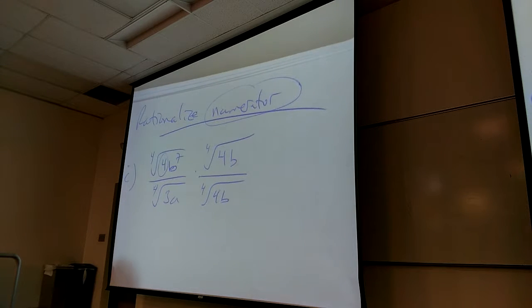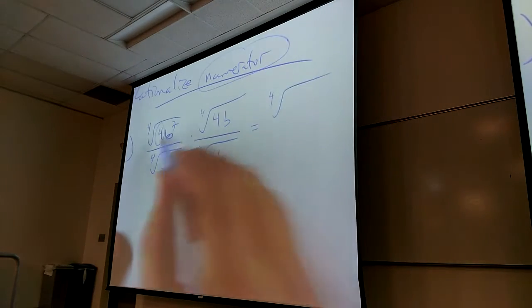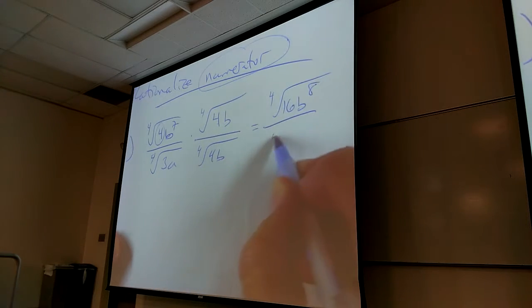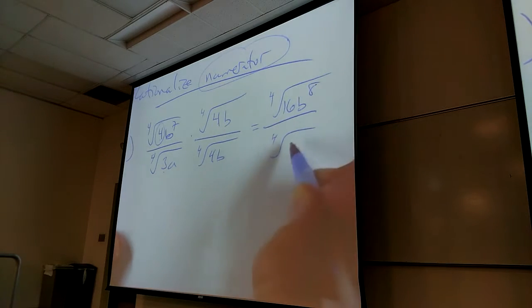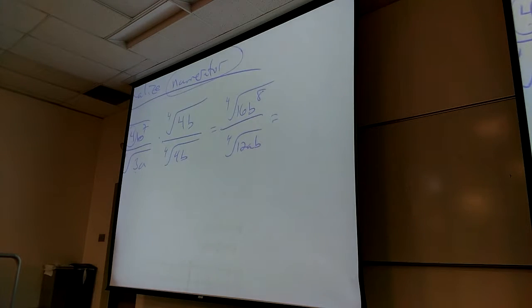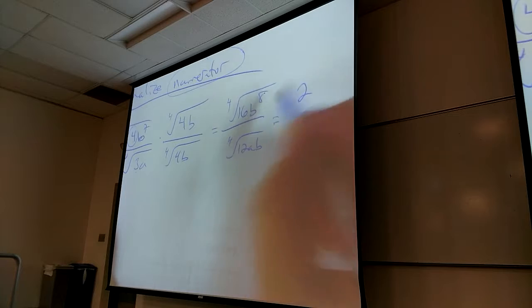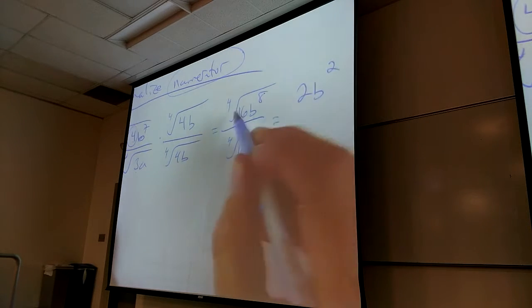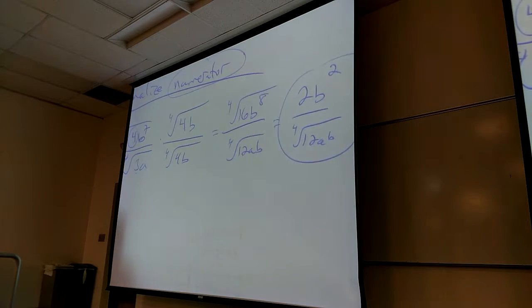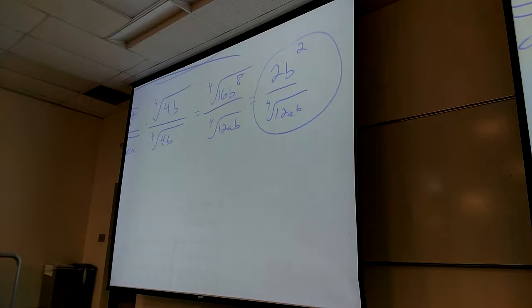Okay, some of you guys look concerned. So what do I get on the top? Let's just write it out. I get the 4th root of 16, B to the 8th. And on the bottom I get the 4th root of 12, AB. So what is the 4th root of 16? 2. Takes 4 2's to multiply to 16. 4th root of B8, 4 goes into 8 twice. And now the bottom is the one I don't really care about because it told me to focus on the top.